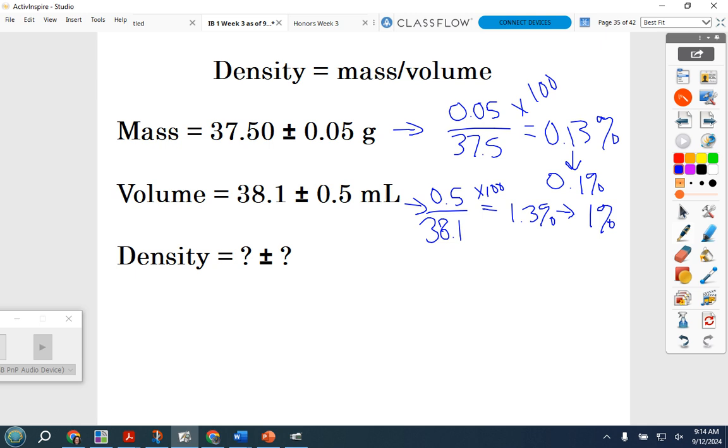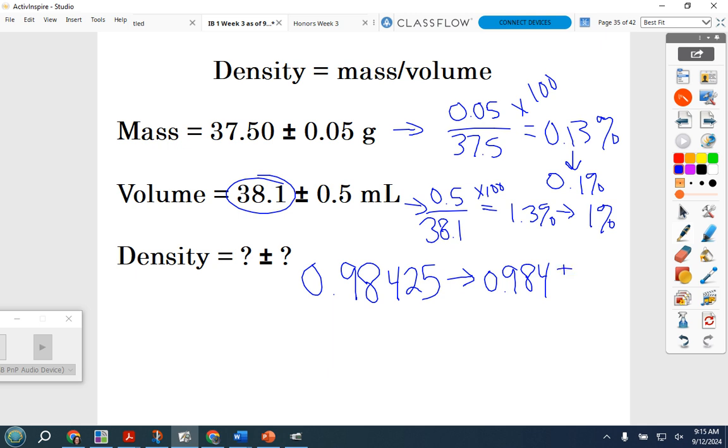And let me know what that number is. 0.98. Exactly 0.98? Okay. How many sig figs do I get for the density calculation? Yeah, I've seen some fingers up saying 3. That is correct, because this only has 3. So I'm going to round this to 0.984. And now I'm going to express my uncertainty as a percentage.